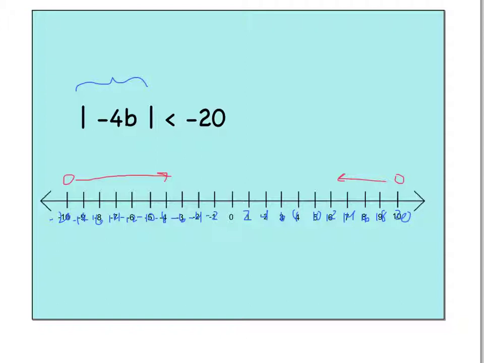When we do this problem, we've got an absolute value being less than negative 20. What we should have seen from the start is that we were saying that a distance was going to be lower than negative 20, and we know that we will never have a negative distance. So with this one, our answer is going to be no solution, because we can't ever have a negative distance with our absolute value.